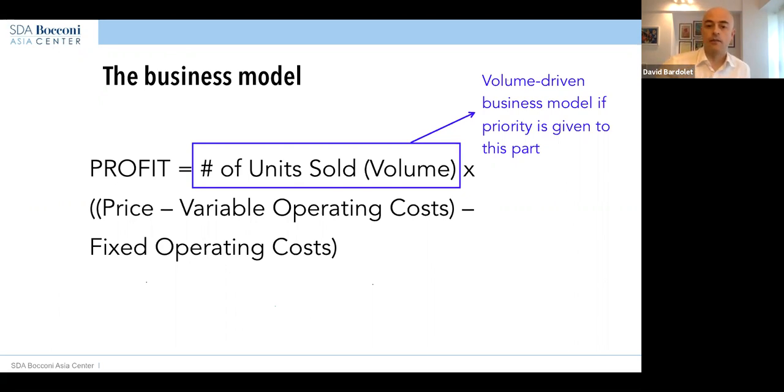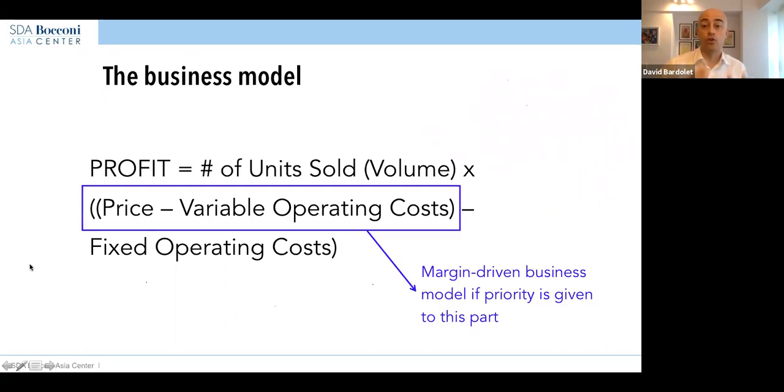If I happen to choose a margin-driven business model, now my emphasis, my priority is to protect this margin, to make it as big as possible at the expense of the number of units.